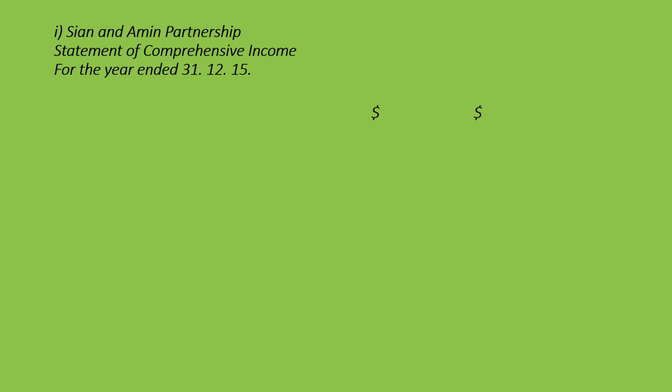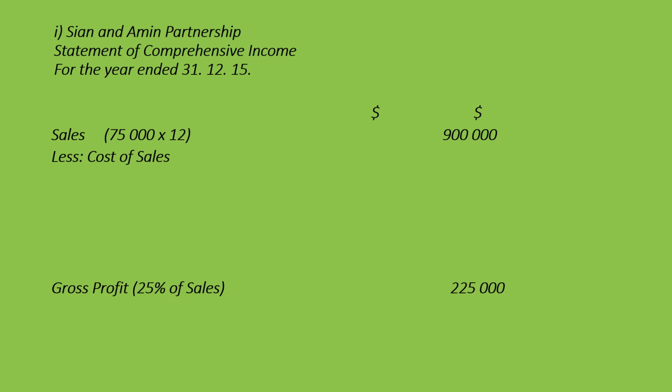A Sean and Amin Partnership Statement of Comprehensive Income for the year ended 31st of December 2015. First, we put in the sales, and that is 900,000, the net accounts receivable for 12 months, and then we less the cost of sales from that. We get the gross profit of 25% of the sales being 225,000.